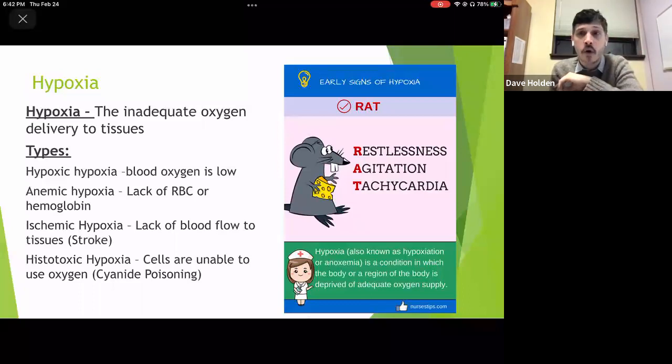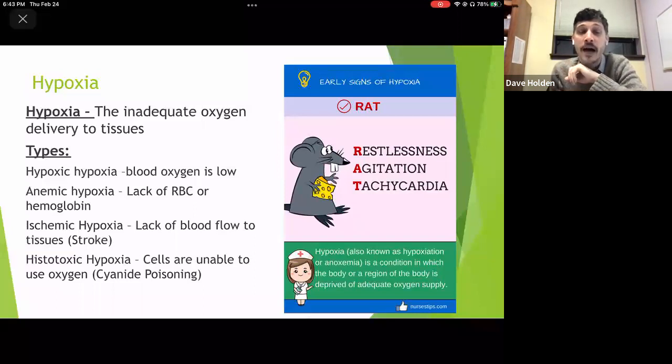The prefix hypo means below. The OX is oxygen, and the suffix IA indicates a condition. So hypoxia is a below oxygen condition. What's the problem here? We're not getting enough oxygen. Ta-da, the end, roll credits, we're done. Hypoxia, inadequate oxygen delivery to the tissues. This can be caused by a lot of different things. There are many different reasons why the tissues are not getting oxygen. But if they are not getting oxygen, that is hypoxia.